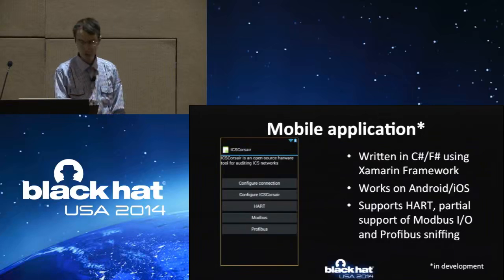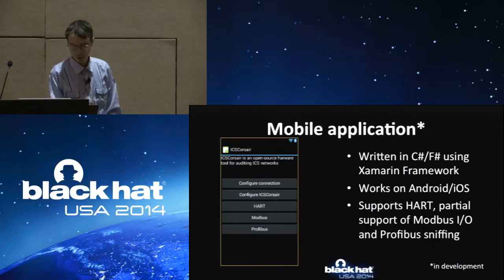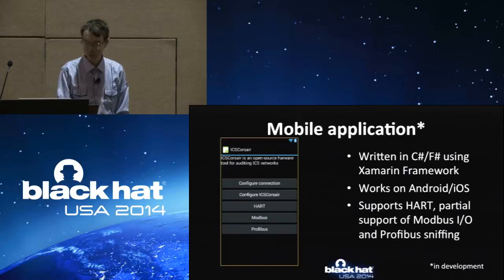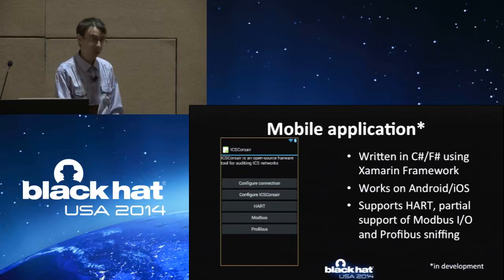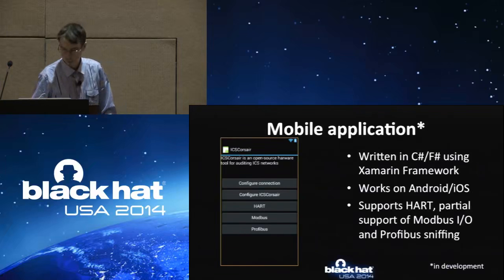I'm currently working on a mobile application. I'm not a very good mobile developer, rather I'm a very bad mobile developer, so the work is very slow, and any help is highly appreciated. It will be in C# using the Xamarin framework, hopefully working on Android and iOS platforms. With this application, you could audit and attack HART, Modbus, and Profibus networks using your smartphone or tablet and a Bluetooth or Wi-Fi connection to the board with an XBee card.